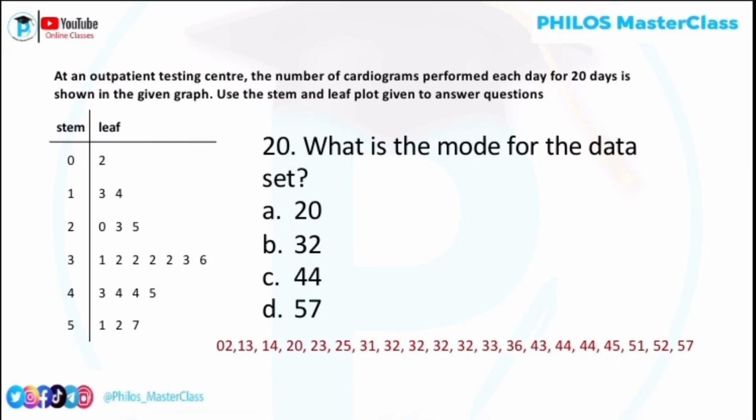Question 20 says, what is the mode for the data set? The mode means the number that occurs the most. So when you check through this properly, you realize that 32 occurs 4 times and no other value occurs up to 4 times. So because 32 occurs 4 times and no other value occurs up to 4 times, then we say 32 is the mode. Okay. So the correct answer to this is 32 also. The mode is 32. Okay. So let's proceed to the next question.